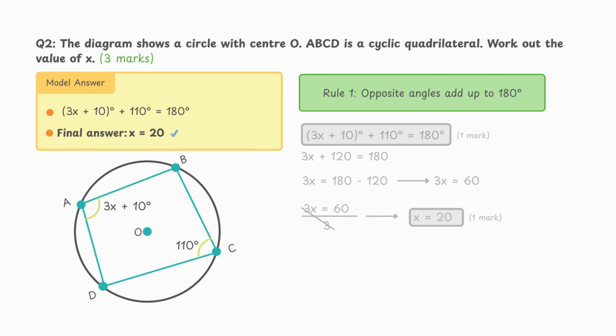Now take a moment to understand the process. We identified a cyclic quadrilateral, applied the opposite angle rule, formed an equation, and solved it step by step. This is a very common GCSE style question. So remember the key idea. Whenever you see a cyclic quadrilateral, always check for opposite angles because they will always add up to 180 degrees. If you apply this rule correctly, solving the equation becomes straightforward.